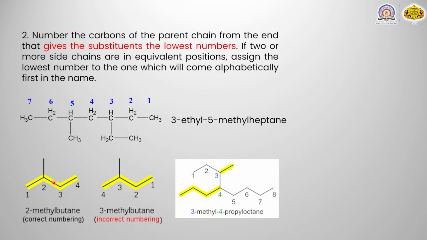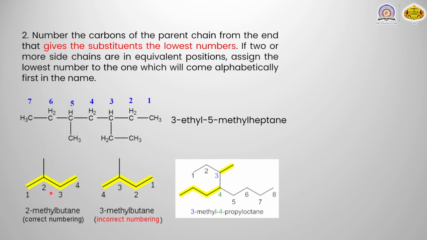In a similar case, here is an example: 2-methyl butane. The actual name of this compound: 1, 2, 3, 4. There are 4 carbons in the parent chain. The numbering can be given in either direction, in a 1, 2, 3, 4 manner or the reverse. So this is incorrect, this is correct. Why is it incorrect, and why is it correct?